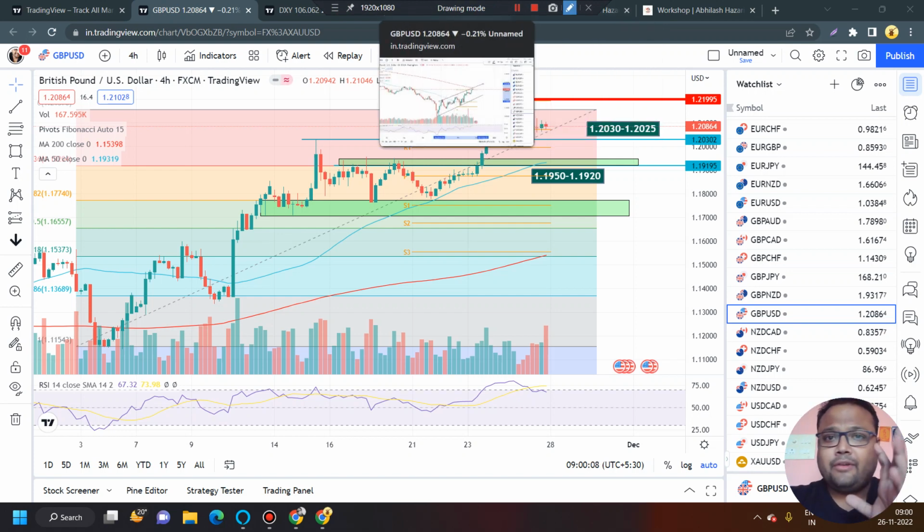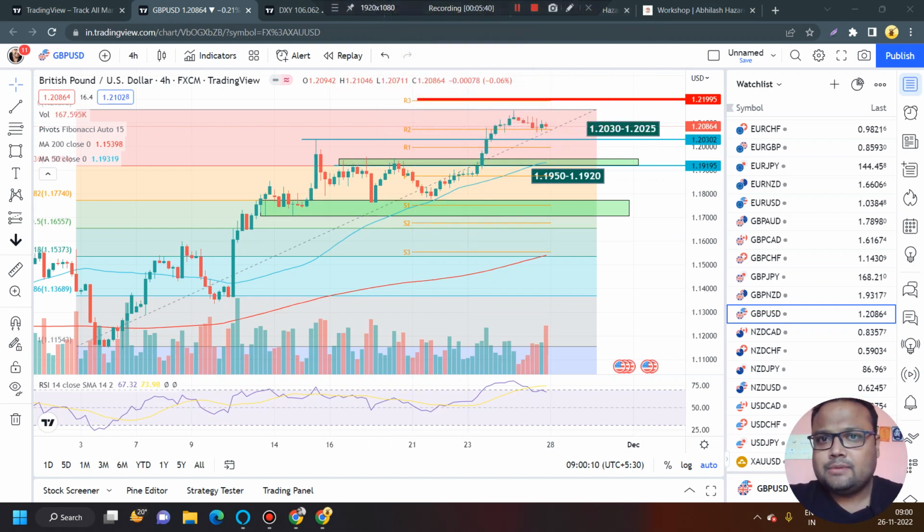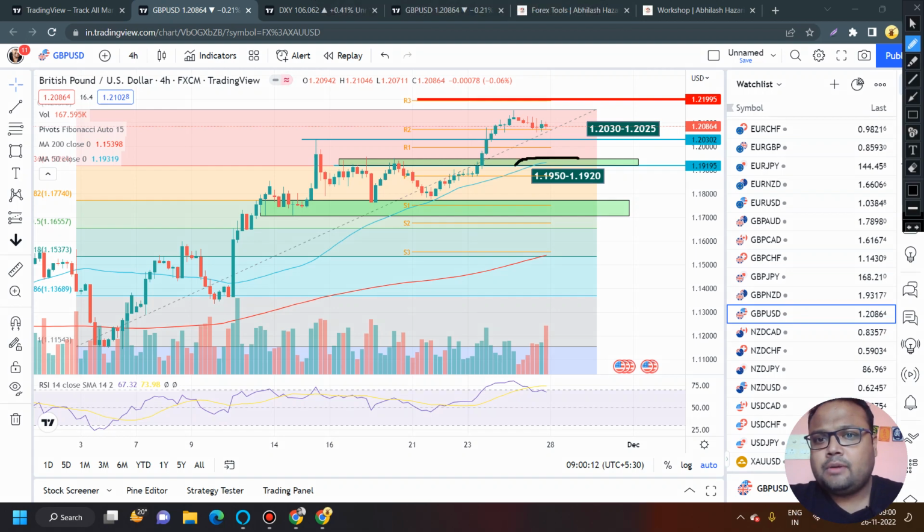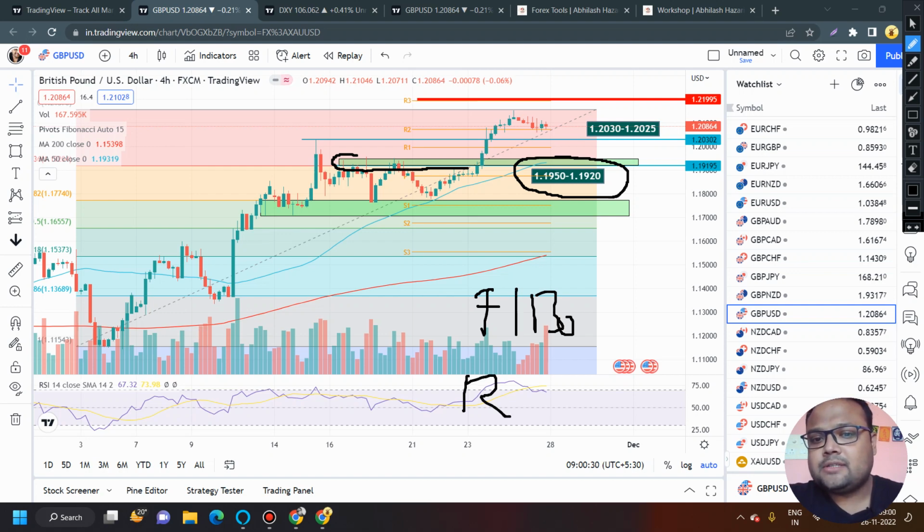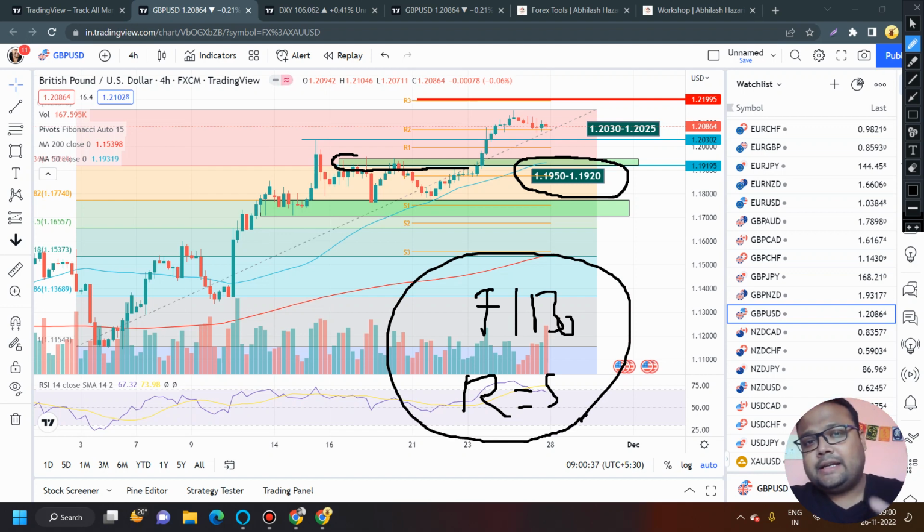Okay, if the market remains like this. So if market comes down after the market opening, observe the market around 1.1950, 1.1920, because we have seen market acting as resistance around this level, as well as we have got Fibonacci 23.6% retracement level. So Fibonacci plus previous resistance right now acting as support. So if we combine both the factors here, there is a high chance that this level will act as the support for GBPUSD if market comes down.